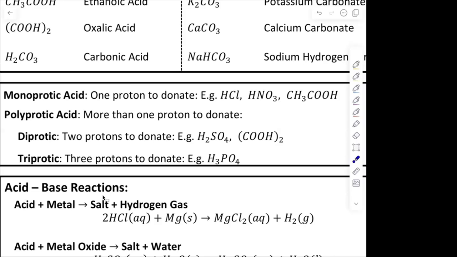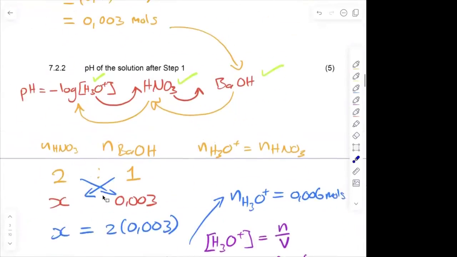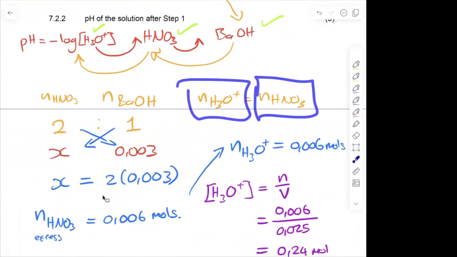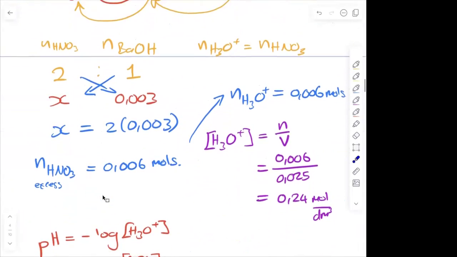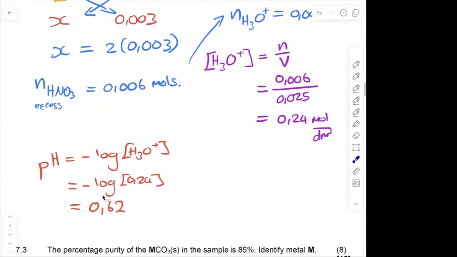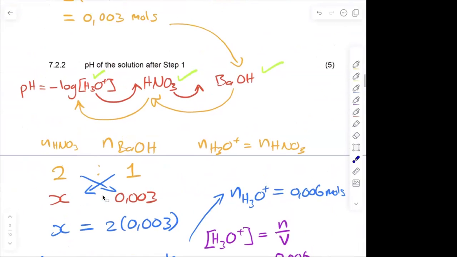If it's diprotic, I'll have 2 H3O pluses. If it's triprotic, I'll have 3 H3O pluses. But in this case, I only had a monoprotic acid, which means for one of these, I'll have one of these. And then I know that the number of moles of my H3O plus will be the same. I've got the number of moles, so I can work out the concentration. Now that I've got the concentration, I can work out the pH using the formula. And that's the path I need to take to get my final answer of pH.